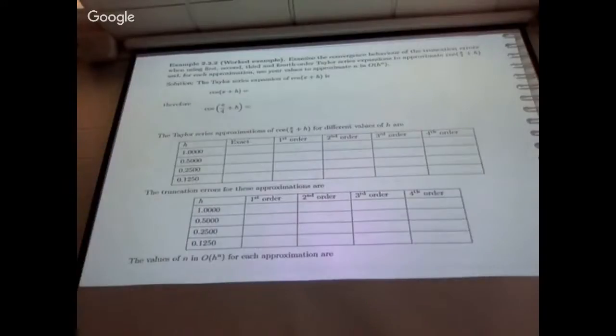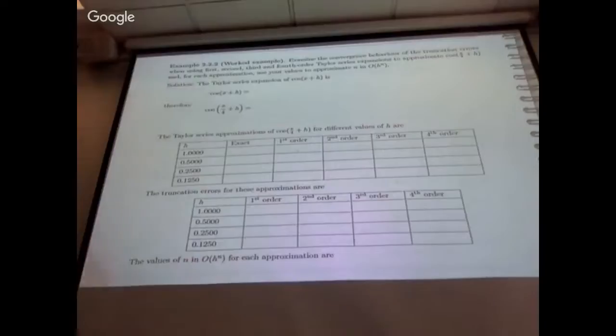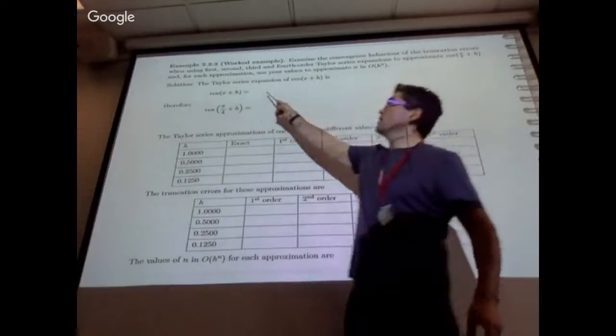Okay, so the worked example. Estimate the convergence behavior of the truncation errors using first, second, third, and fourth order Taylor series of cos(pi over 4 plus h). Okay, that's what I'm trying to approximate. So, Taylor series expansion of cos(x plus h). Can anybody tell me what that would be? What would the first term be here?